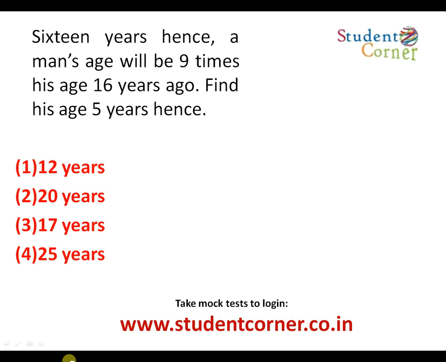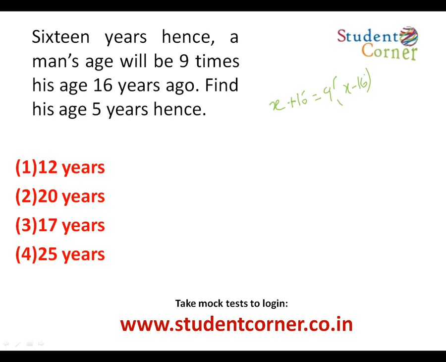So using that basics, let us get into the first problem: 16 years hence a man's age will be 9 times his age 16 years ago. Let us assume the age of the man is X. Now 16 years hence is plus 16. A man's age will be 9 times his age 16 years ago, and 16 years ago is X minus 16. Now find his age 5 years hence.